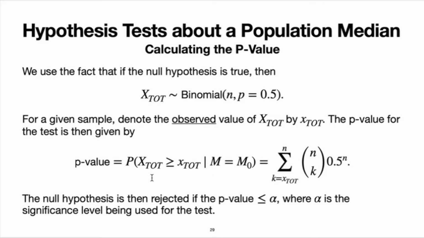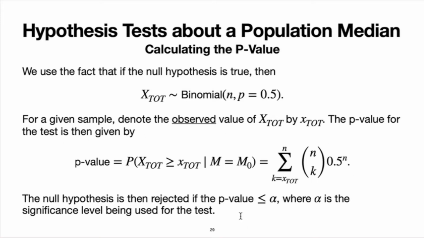All right, the p-value for this test is the probability of observing a value of capital X tot at least as big as that which has been observed if the boundary condition of the null hypothesis is true. And so to calculate this probability, we're going to add up the values of the PMF, the probability mass function, of this binomial distribution from little x tot up to n, and in evaluating the PMF, we are evaluating it at this condition where p is equal to 0.5. All right, so this is how we calculate the p-value.